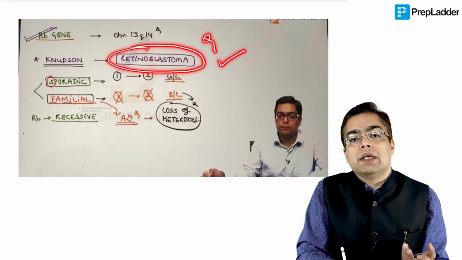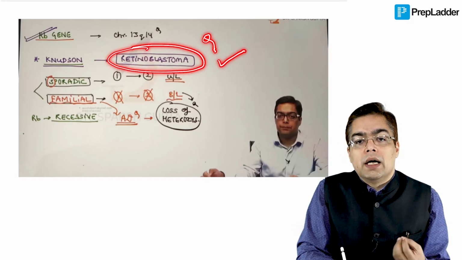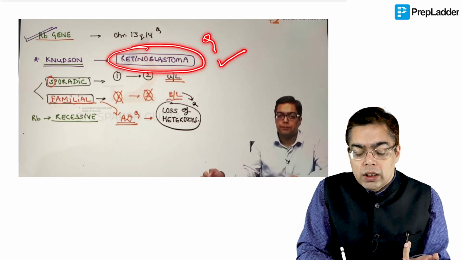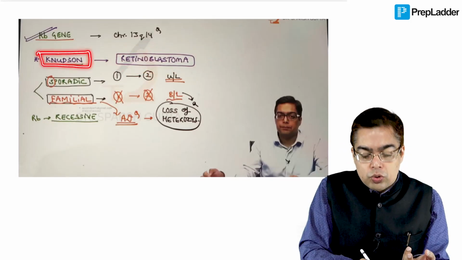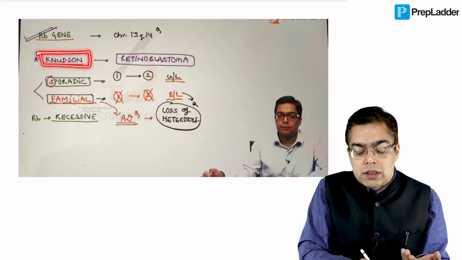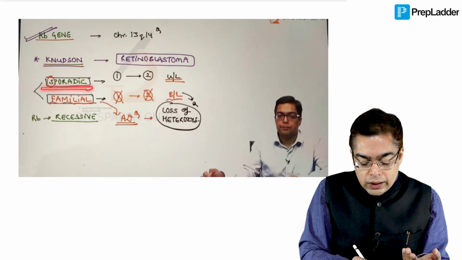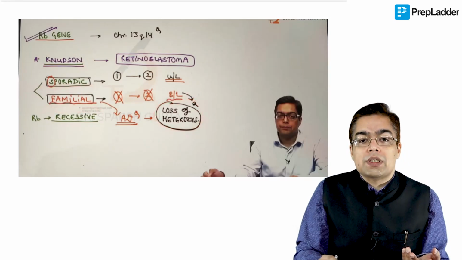So the classical question in the exam always had to be based on something like the gene location for the RB. That used to be chromosome 13q14. Then they used to ask you a question about the guy who gave the association between retinoblastoma and tumorigenesis, Knudson. They talked about the double hit hypothesis. They talked about the two variants, sporadic and the familial variant. And then they talked about the concept of something like loss of heterozygosity.